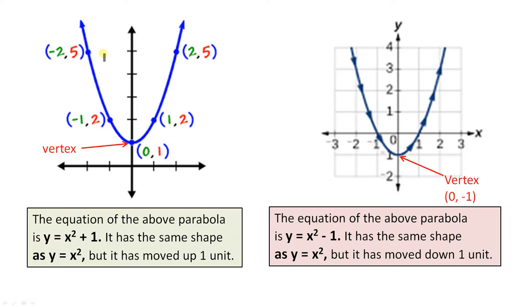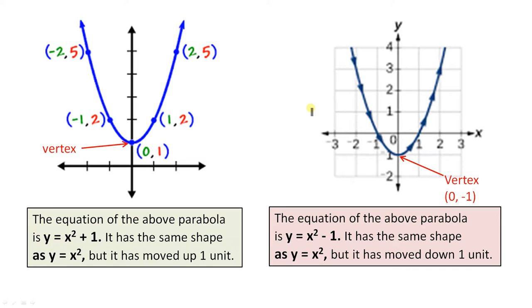Now here we have another parabola. We've sketched it for you and we've put some points on there that lie on the parabola. The equation of the above parabola is y equals x squared plus 1. It has the same shape as y equals x squared, but it has moved up 1 unit. So this 1 here, all that's done is it has moved the parabola's vertex from here up to there. But the shape of the parabola is exactly the same as y equals x squared.